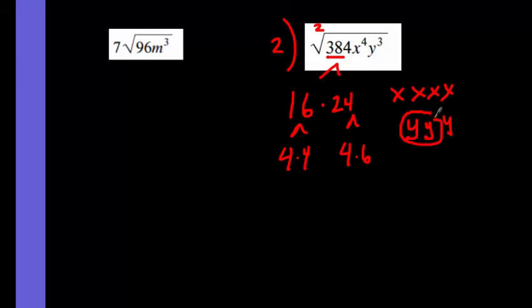And since it's square root, there's a pair. Here I have 2 pair, right? So I know that's coming out as 2. I can say, well, here's a pair of 4's. So those can come out as a 4.